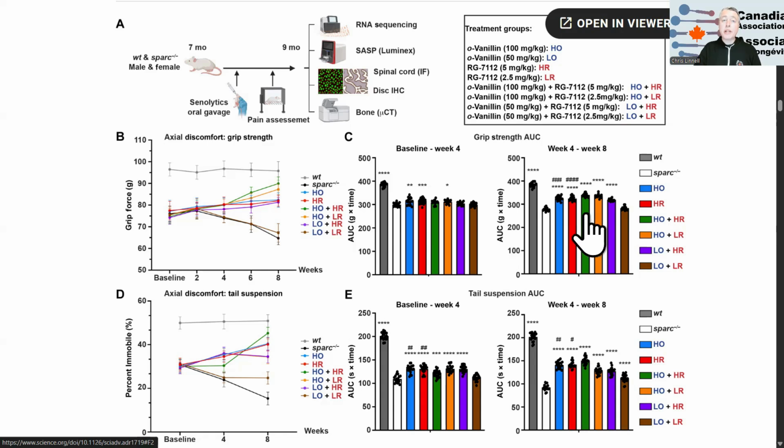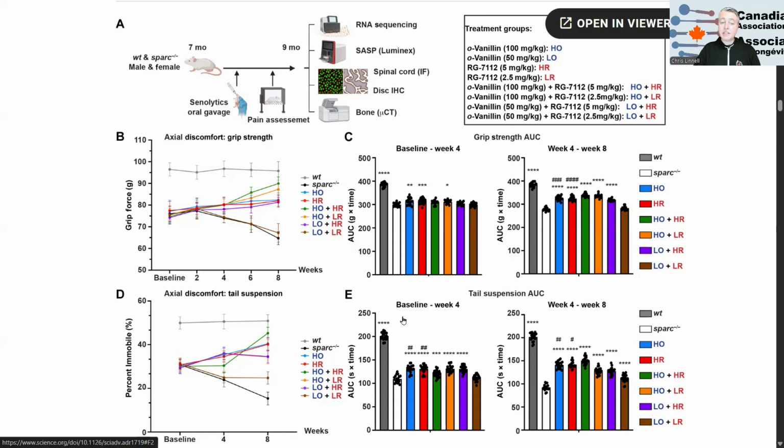And you can see a trend emerge both in this and in subsequent graphs, whereby the worst performing treatment group was the combined low dose ovanillin and RG, whereas the best performing group was the high dose ovanillin and RG, as can be seen by this green bar here.